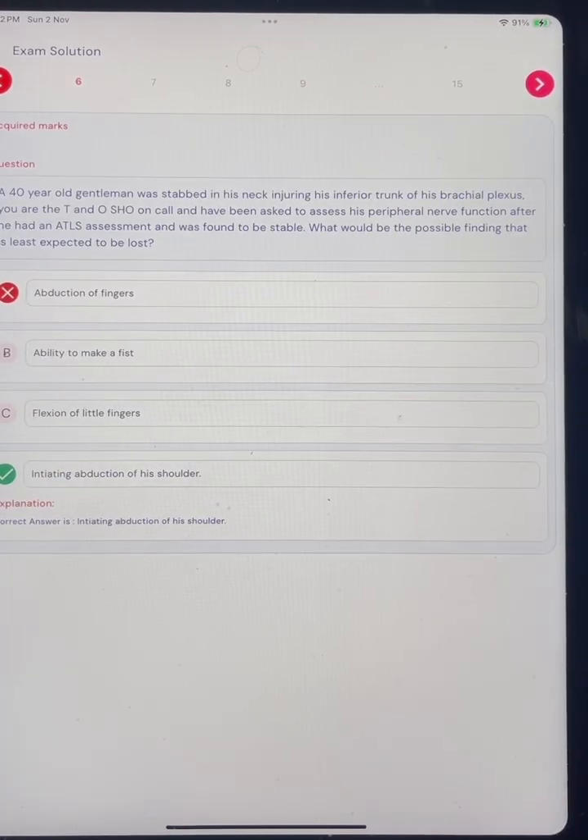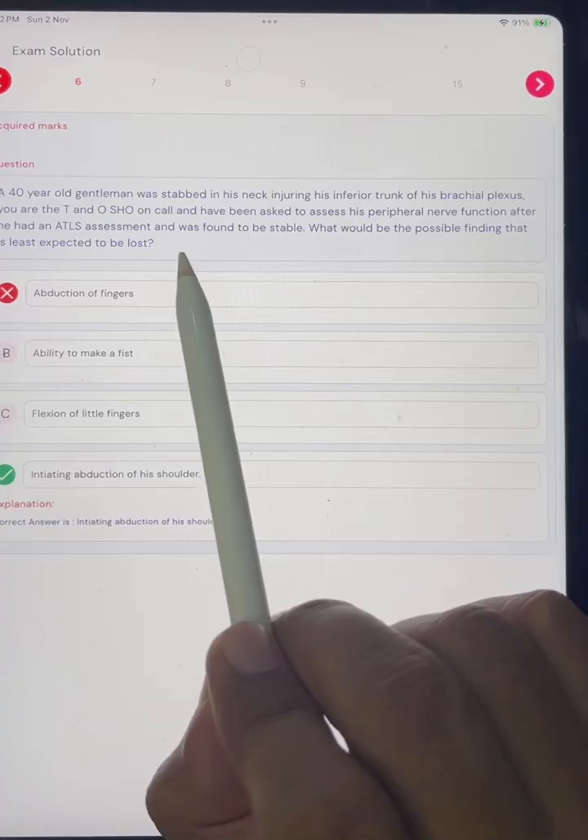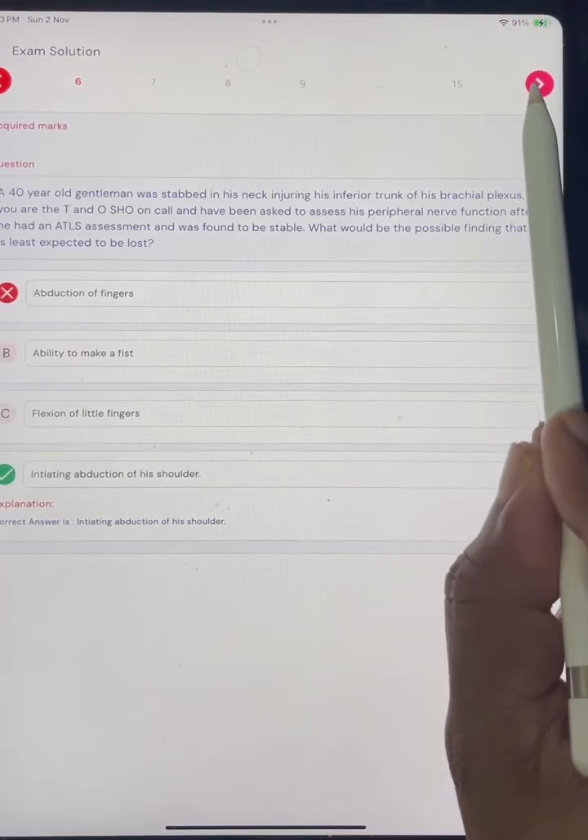Initiating abduction of the shoulder. What is this? Least likely, all may be affected except initiating abduction. What would be the possible finding least to be lost? Abduction will be lost. Ability to make a fist, flexion of the finger will be lost. So this is a neck injury of the inferior trunk, stabbed in the neck, inferior trunk. So the upper is saved.